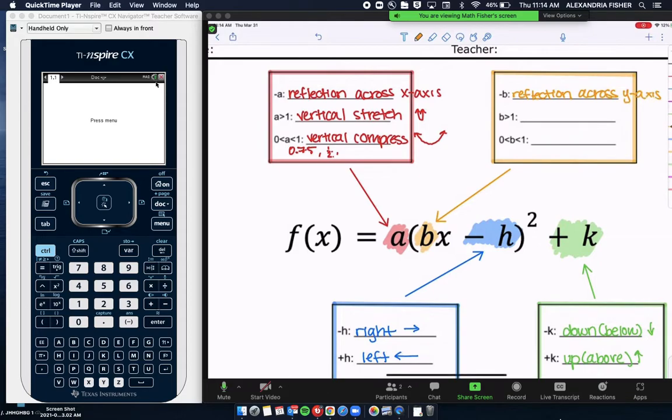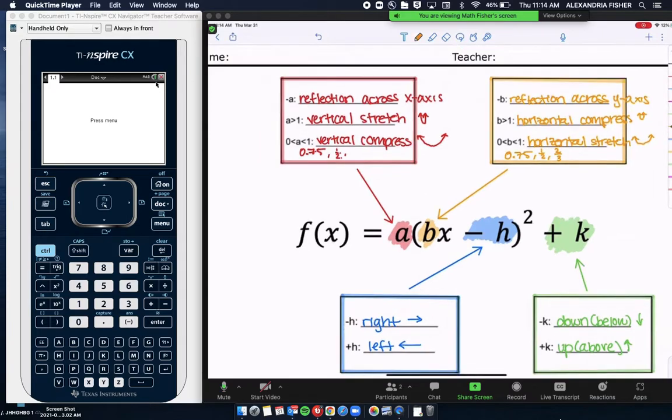And then if it's bigger than 1, it's a horizontal compress, which is going to make the graph real skinny like this. And then if it's in between 0 and 1, like 0.75, 1/2, 2/3, it's going to be a horizontal stretch, which will be wider like this, okay? So those are the notes. If you use these, you should be able to get all of transformations.